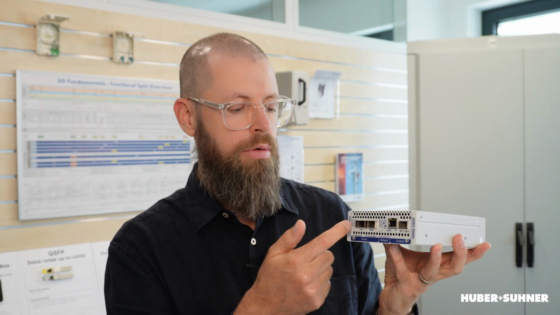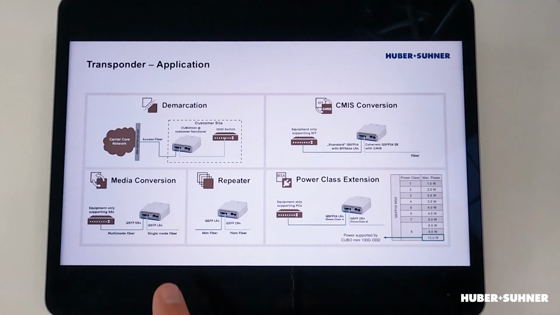Since we nowadays have such a broad variety of different transceivers, that is where this new field of application comes in. If we take, for example, this Cubo Mini 100 gig transponder module, where we've got exactly those two QSFP ports connected back to back with that clock data recovery chip in the middle, then you can see we've got a whole range of different applications. If you plug a single mode transceiver into one side and a multi-mode transceiver into the other side, we've got a very simplistic media converter between single mode and multi-mode.